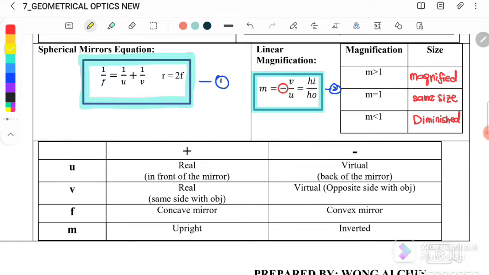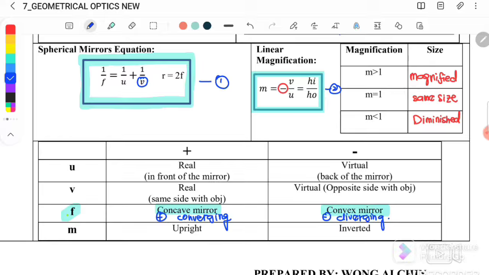We must be alert: when f is positive, we are referring to the concave mirror, or a converging mirror. When f is negative, it is a convex mirror, or a diverging mirror.